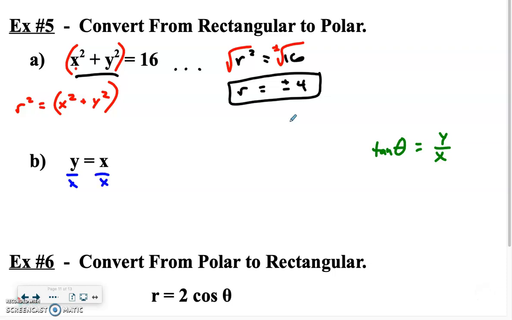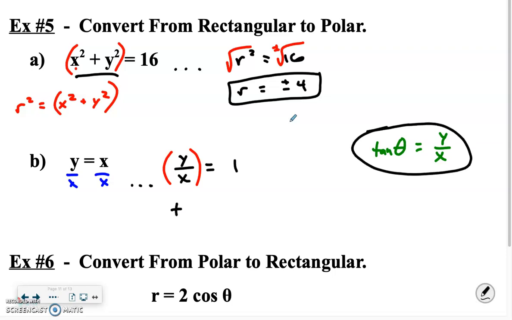Now, on the left side, I do have the y over x. What about the right side? x divided by x is 1. So here's where the conversion is going to happen. What did we say y over x is? Again, I'm using this guy over here. That's just the tangent of theta. Now we're saying the tangent of theta equals 1.